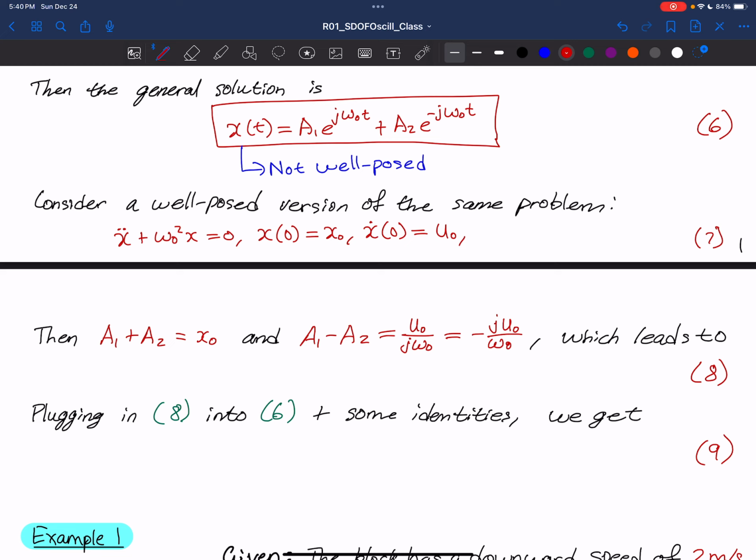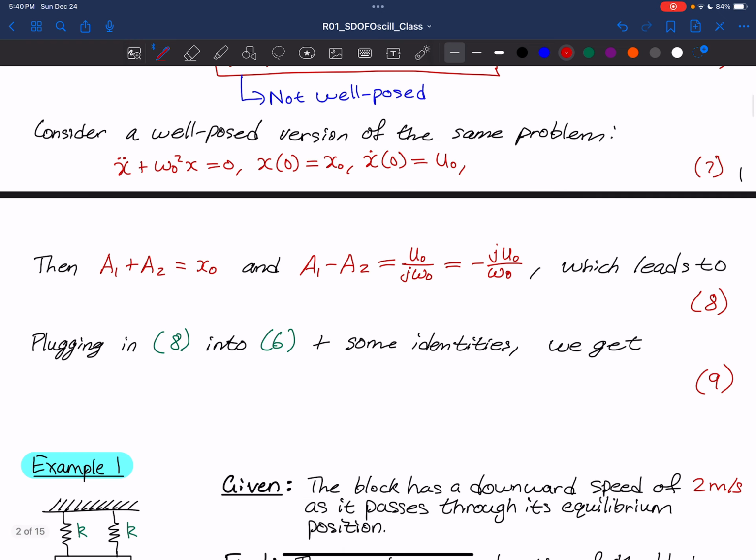Okay, once we have these initial conditions, we can then use them to find A1 and A2. We do that simply by substituting them into the general solution. We also need to take a derivative, find the velocity term, and then we can set it equal to there. By doing that, you end up finding that a1 plus a2 is equal to x0, and a1 minus a2 is equal to u0 divided by j omega 0, and we're going to want to bring that j up to the numerator, in which case we get minus j times u0 divided by omega 0.